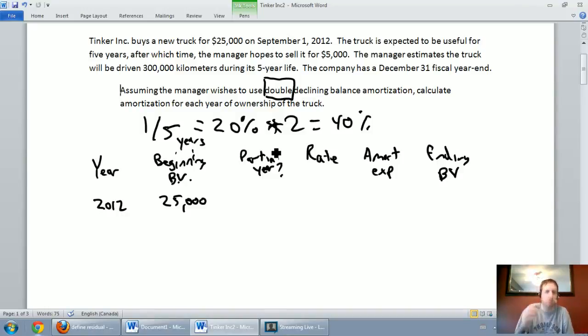Years matter here, just like with straight line. 4 months. So I'm going to say, oh yeah, it's 4/12 of the year. My amortization rate, 40%. So my amortization expense is actually quite easy now that I've laid it out. It's 25,000 times 4/12 times 40%. So let's crunch that number.